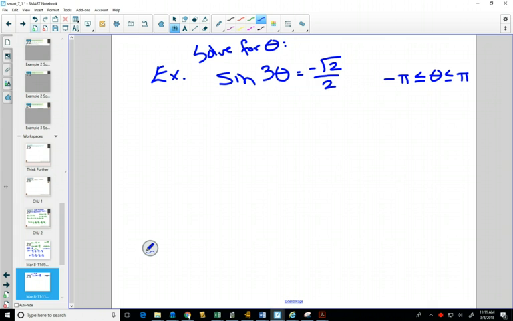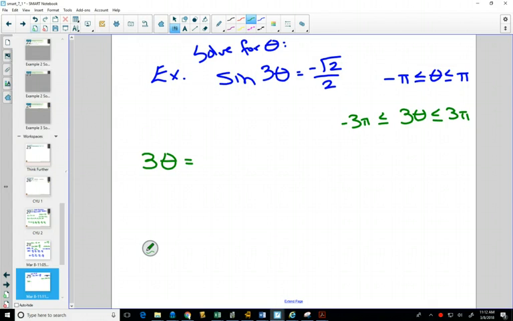Well, if 1 theta is between negative pi and pi, that would mean that 3 thetas is between negative 3 pi and 3 pi. And so we start by solving this like normal. If I was solving sine 3 theta equals root 2 over 2, I would say that 3 theta is equal, well, what family do I have sine equal root 2 over 2?